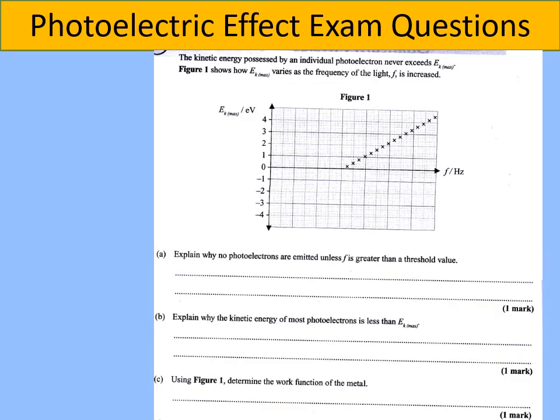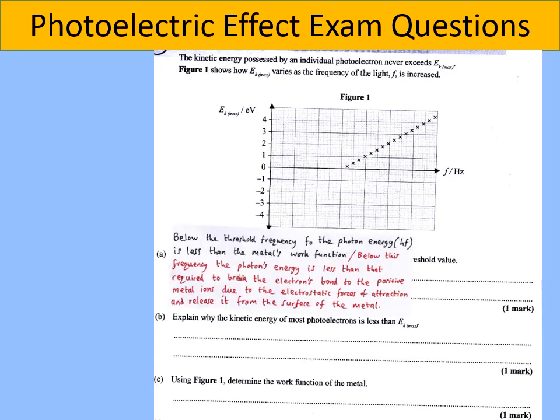Question number 10. This is quite a nice and interesting question, actually. The kinetic energy possessed by an individual photoelectron never exceeds Ek max. Figure 1 shows how Ek max varies as the frequency of the light f is increased. So here we have our old familiar graph again of Ek max against the frequency. Part A is asking us, explain why no photoelectrons are emitted unless f is greater than the threshold value. Okay, so we could say below the threshold frequency f0, the photon energy hf is less than the metal's work function, and that would be enough for 1 mark.